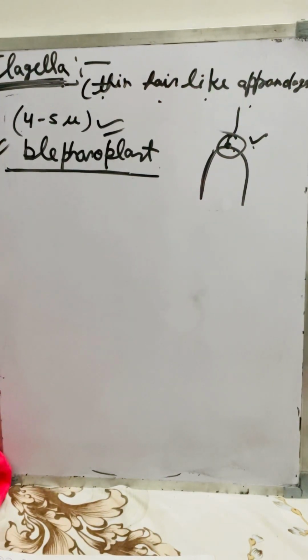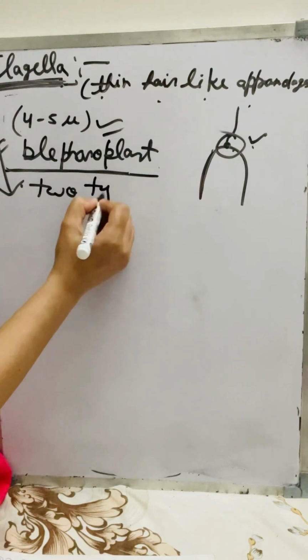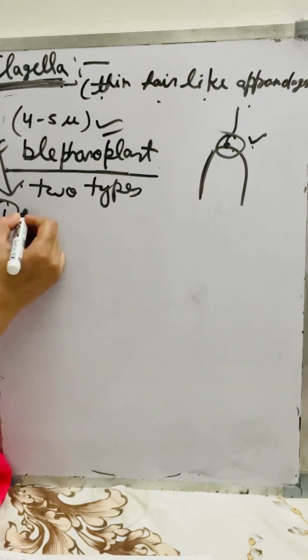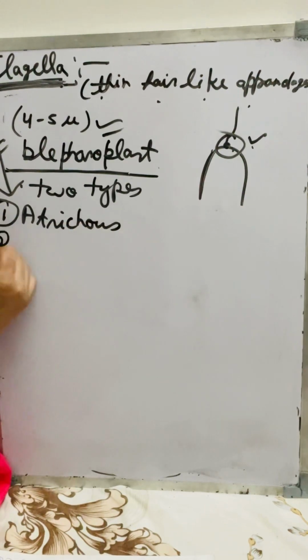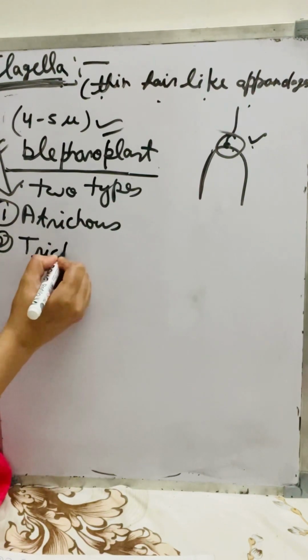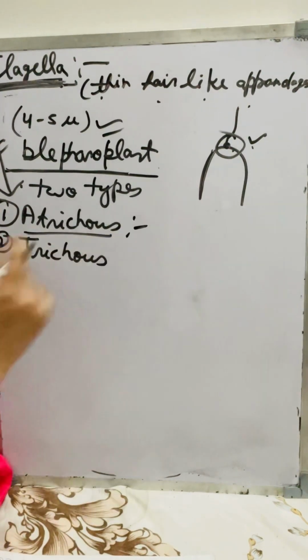Some bacteria are motile bacteria, like cocci, and some are non-motile bacteria. So on the basis of the presence or absence of flagella, bacteria are mainly of two types. The first one is atrichous and the second is trichous.